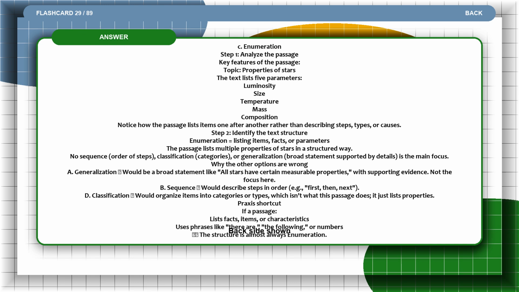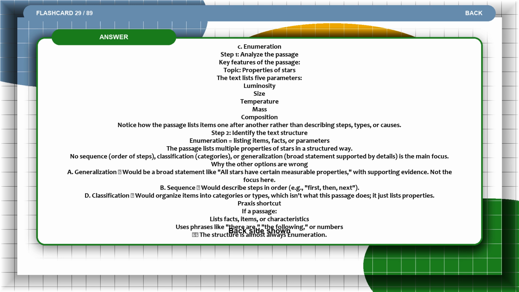Step 1. Analyze the passage. Key features of the passage. Topic. Properties of stars. The text lists 5 parameters: luminosity, size, temperature, mass, composition. Notice how the passage lists items one after another rather than describing steps, types, or causes. Step 2. Identify the text structure. Enumeration equals listing items, facts, or parameters. The passage lists multiple properties of stars in a structured way. No sequence, order of steps, classification, categories, or generalization. Broad statements supported by details is the main focus.